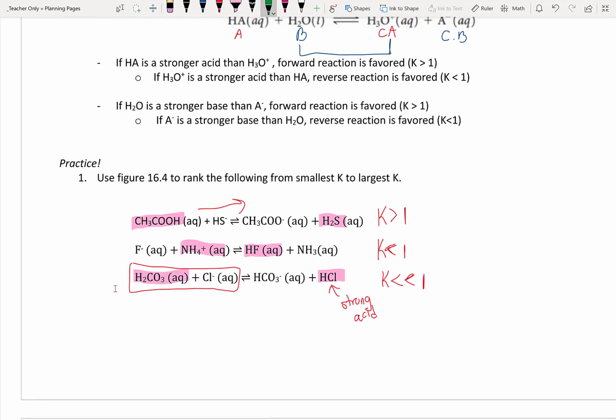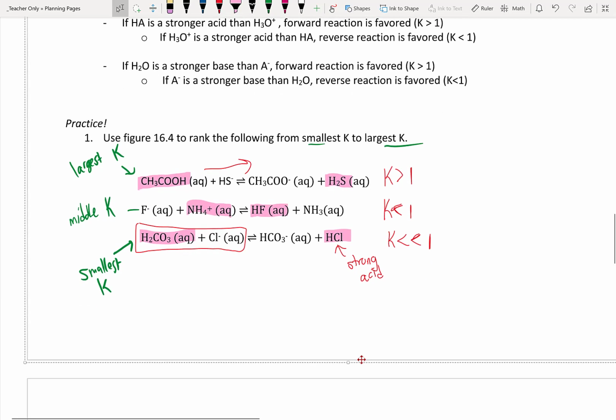So now to relate it to the K values, okay, the smallest K will be this one. This one would have the largest K because it's the only one with a K greater than 1, and this one would be the middle. Okay, cool.